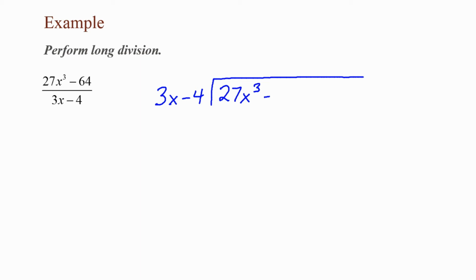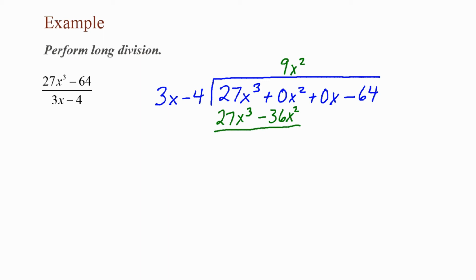So I can write plus 0x squared as a placeholder. The same thing for my x to the first, so plus 0x minus 64. This way, when I do my division, everything will line up properly. I need to eliminate the 27x to the third. 9x squared times 3x will give me 27x to the third. 9x squared times a minus 4 is a minus 36x squared.